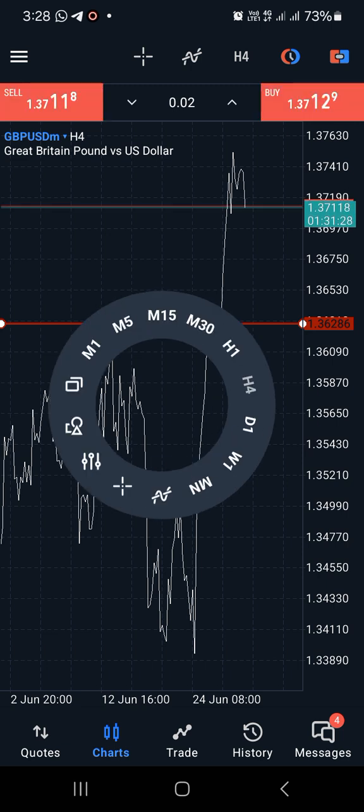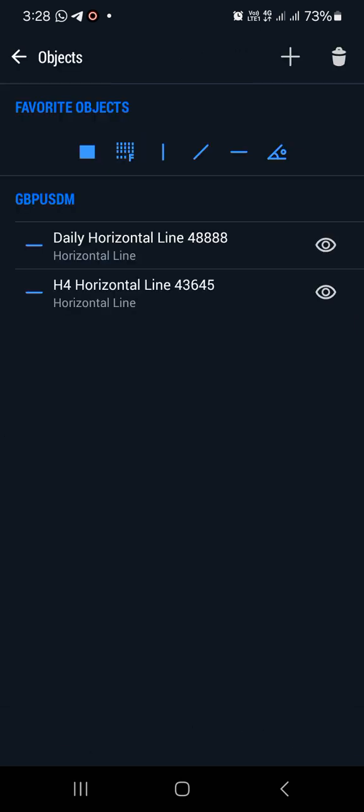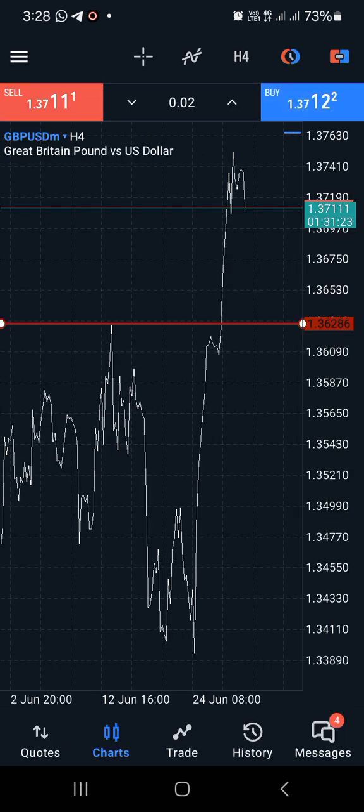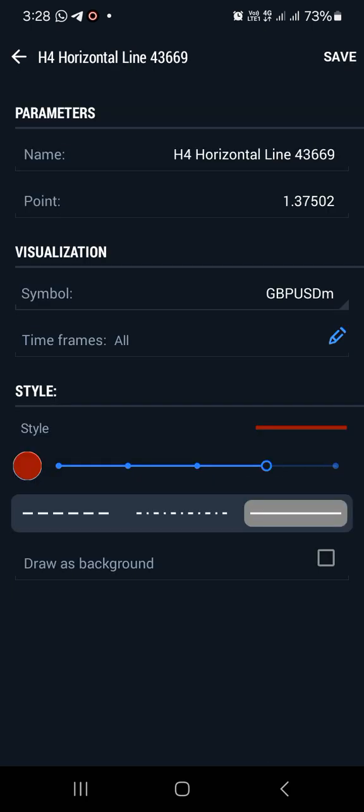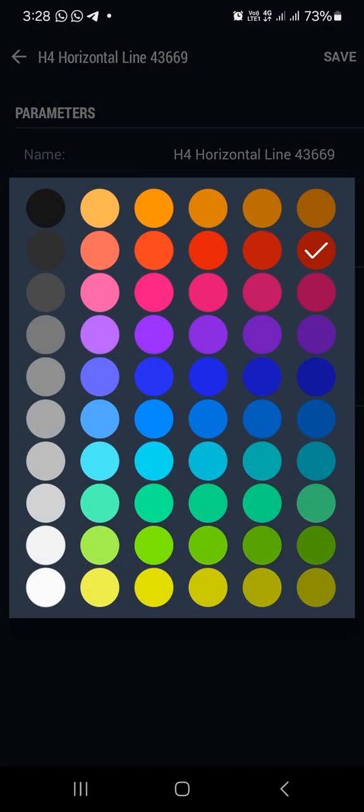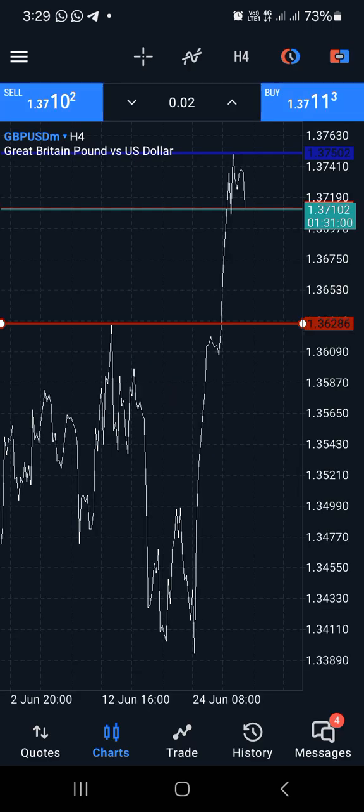You touch again, another line. You touch up. So this is the resistance, the highest point that the market touched. So this is acting like bouncing a ball. The support below. Let's change this resistance to blue color so that you can easily spot the difference. Blue color, save. So this is how it works.